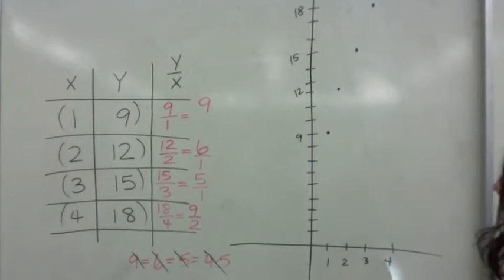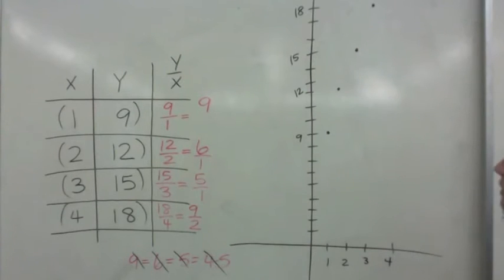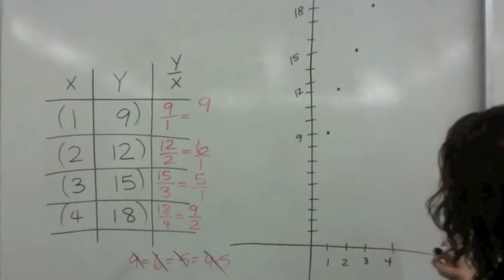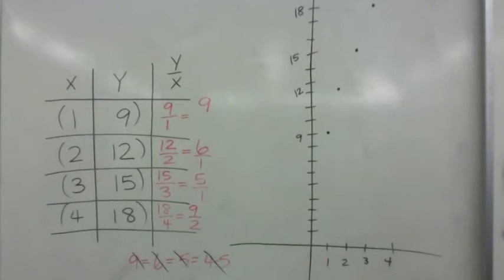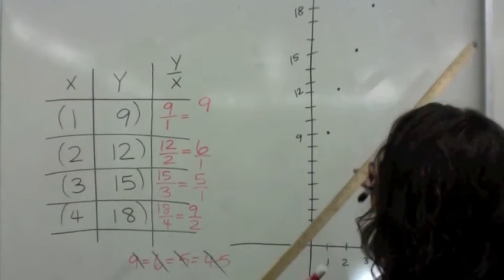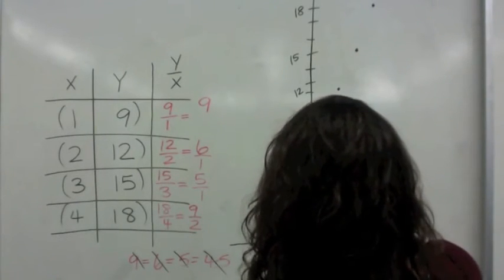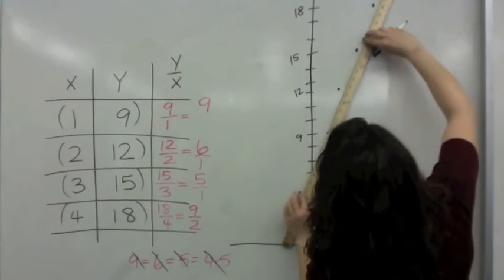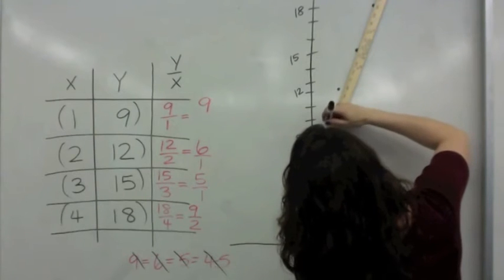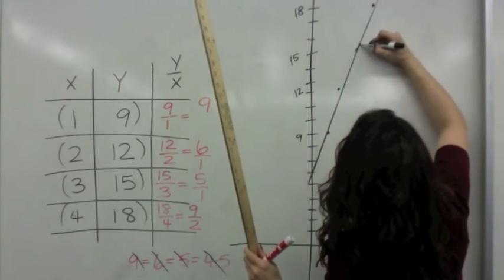But I guess the question is, why is it not proportional? Could we figure out what the slope of this line is just by looking at it? What is the slope of the line? I'm going to draw a line through the points. Okay, it's not perfect, but it looks something like that.